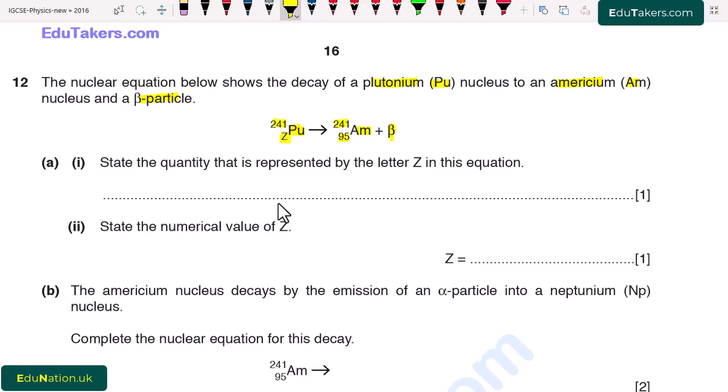Part A, first, state the quantity that is represented by the letter Z in this equation. So Z here is basically the atomic number and it is equal to the number of protons. So I write here atomic number, or number of protons.